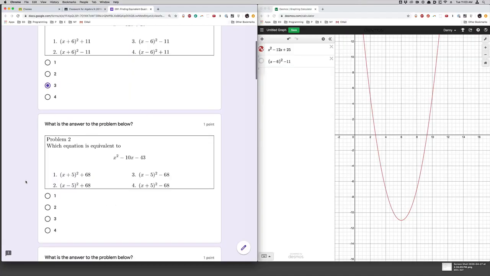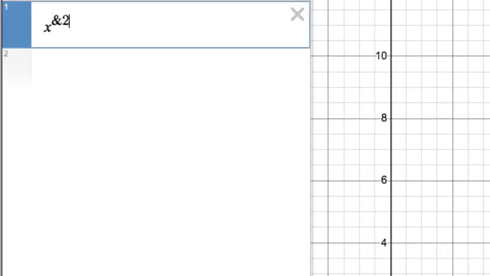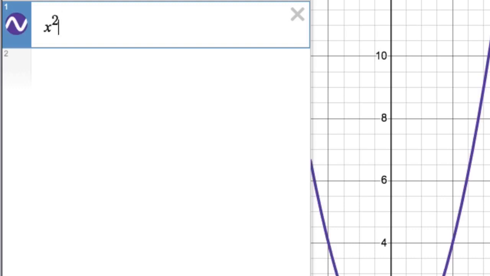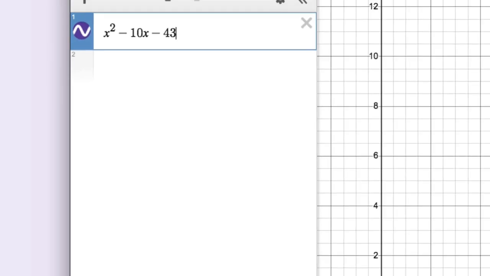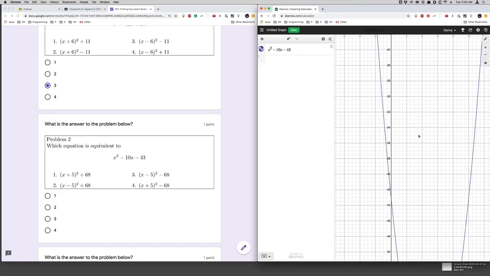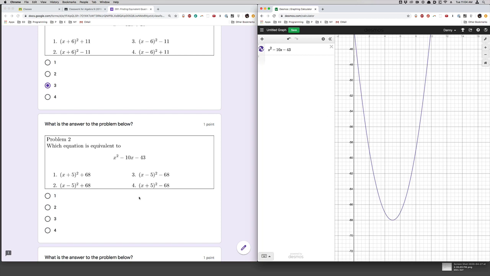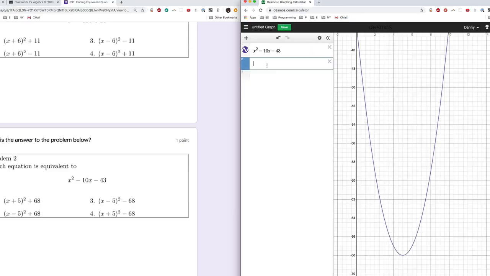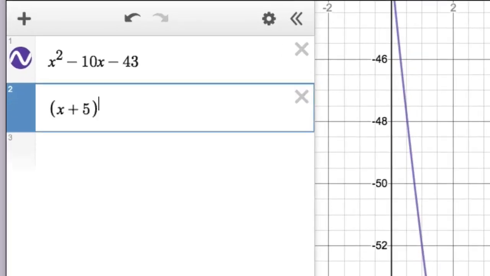So let's go ahead and try problem number 2. I'm going to erase these two that I just did, and we have x squared minus 10x minus 43. And you can see this graph's way down here at minus 43. So let's go ahead and try some of these. Let's try the next one. They said x plus 5 squared plus 68.